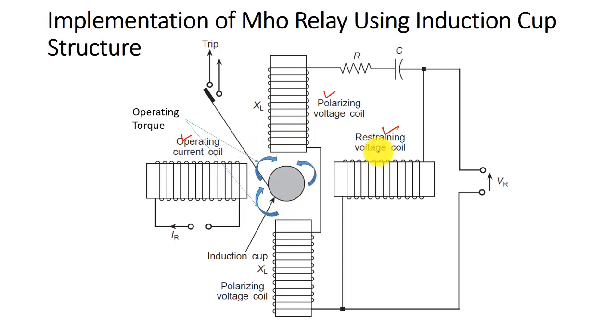And the restraining torque will be developed by the restraining voltage coil and the polarizing voltage coil, both. So therefore it will produce the restraining torque. So this is the simple operation of the Moore relay when we implement it using the induction cup structure.